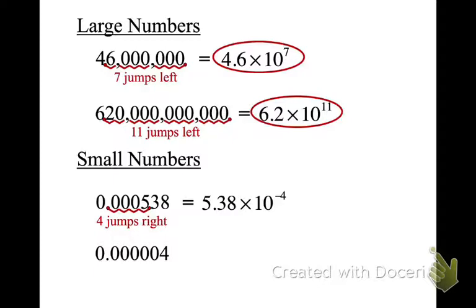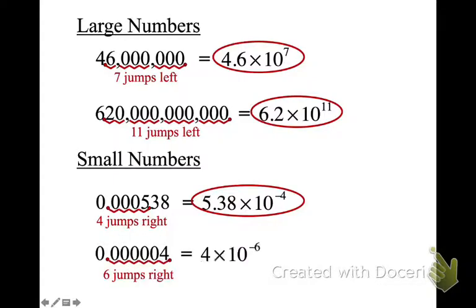All right, let's check it. I'm moving it over. Now remember, it has to be a number between 1 and 10. So when I jump 1, 2, 3, 4, 5, I don't stop there because that would be 0.4. 0.4 is less than 1. It has to go over here. So I'm moving it 6 times, right? And so it's 4 times 10 to the negative 6th power.